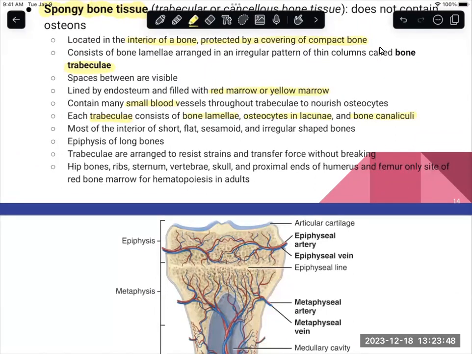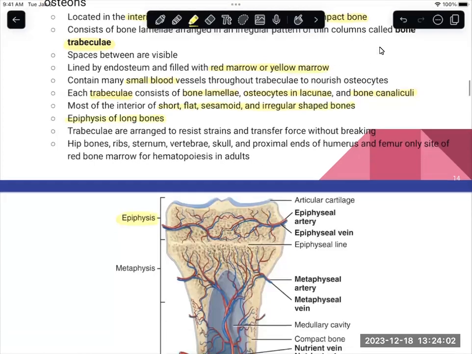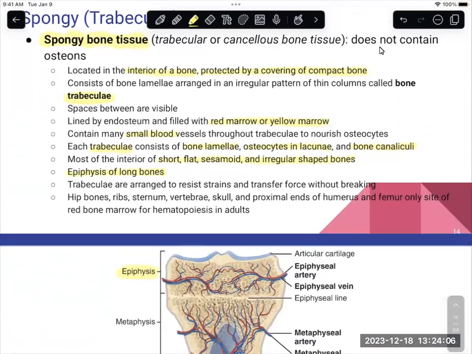We've got spongy bone in short bones, flat bones, sesamoid bones, and irregular shaped bones. It's found in the epiphysis of long bones, so at the top of all of your long bones, and at the very bottom, that only shows me the top. So at the bottom of long bones, we also have spongy bone.